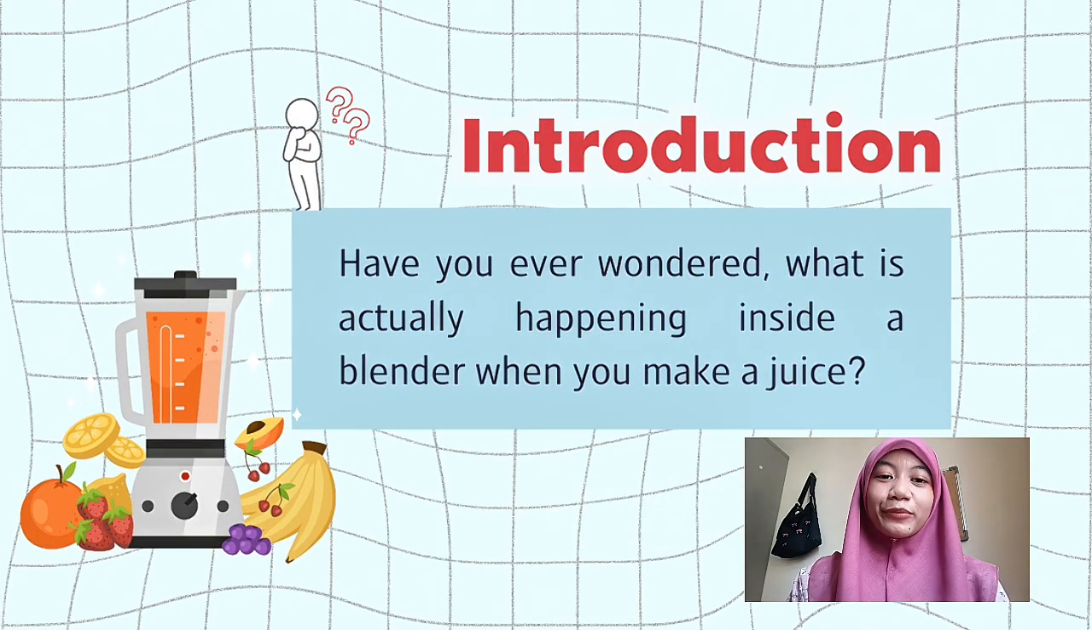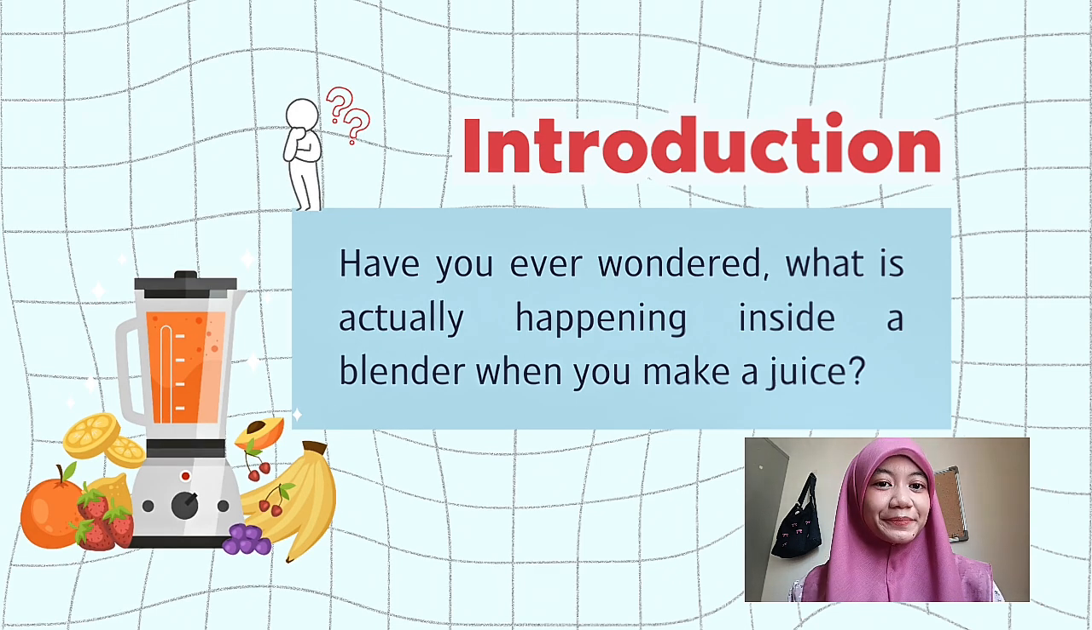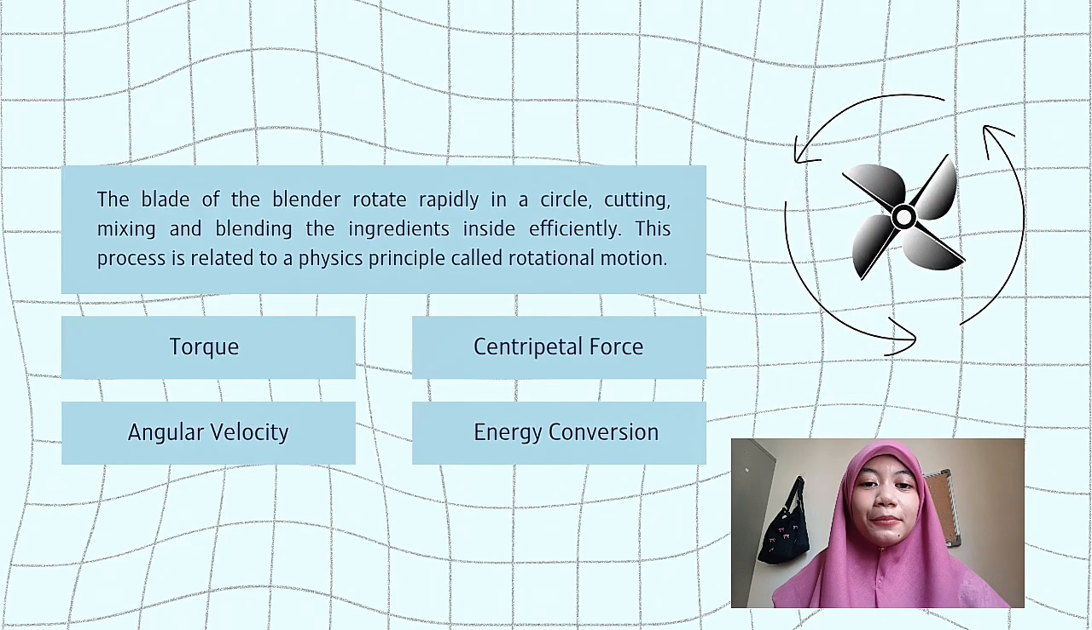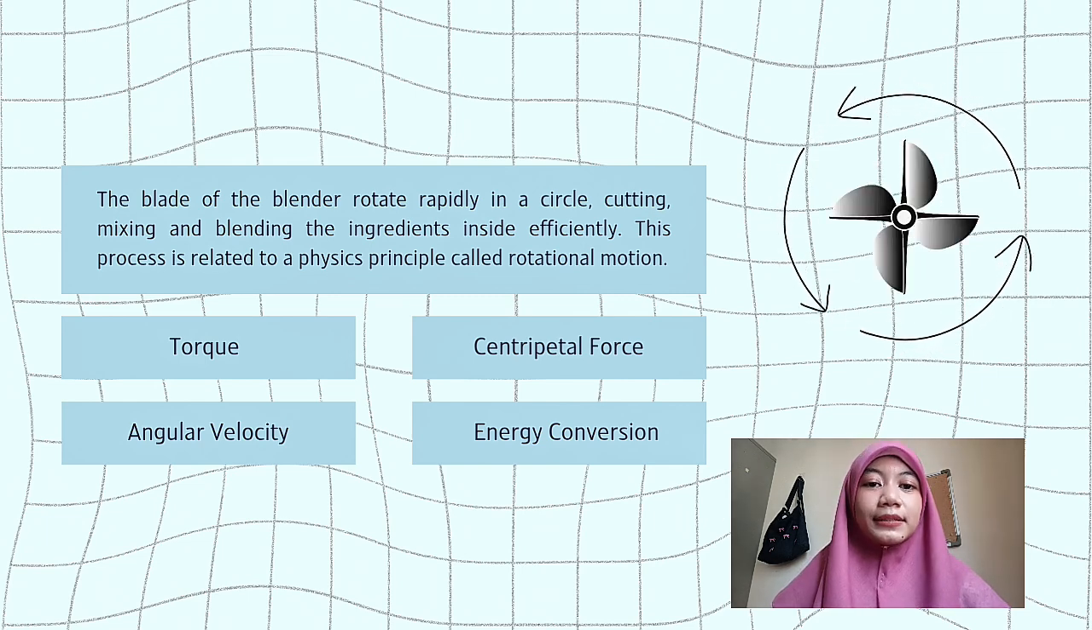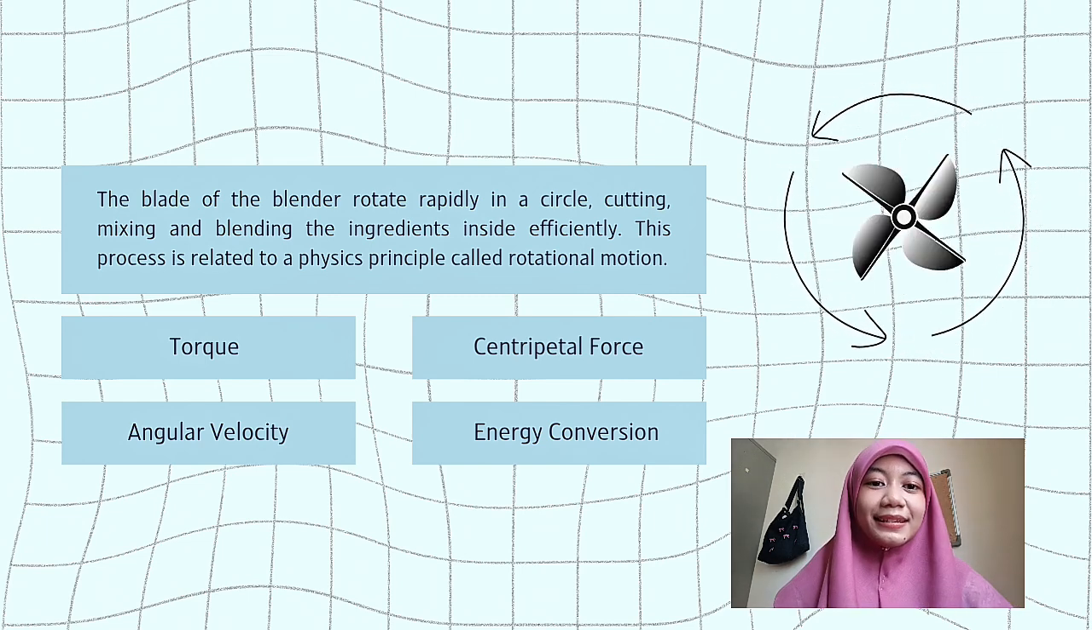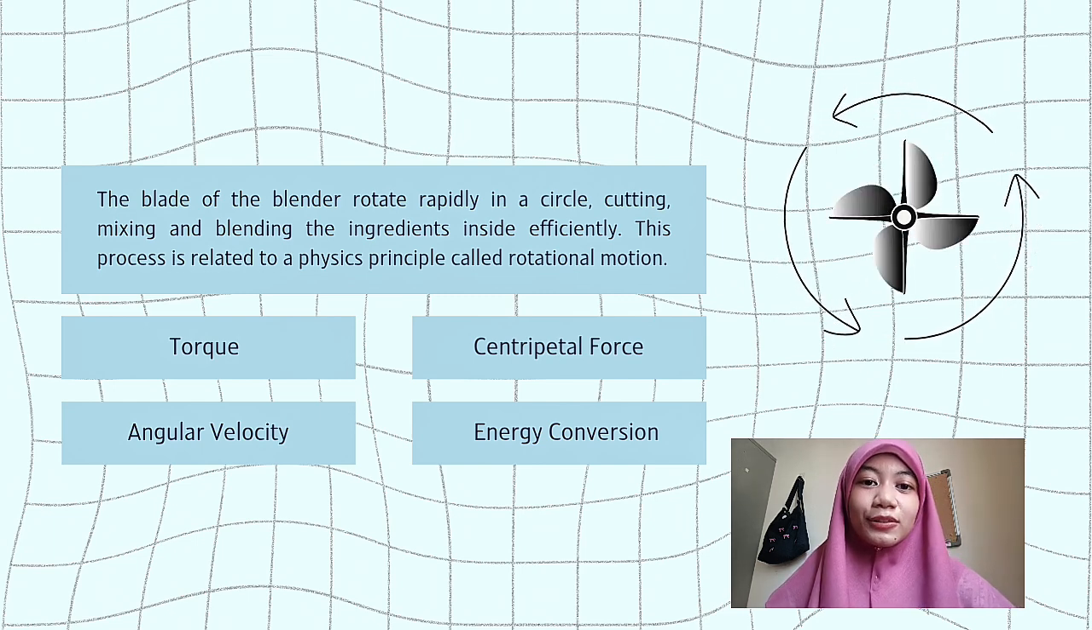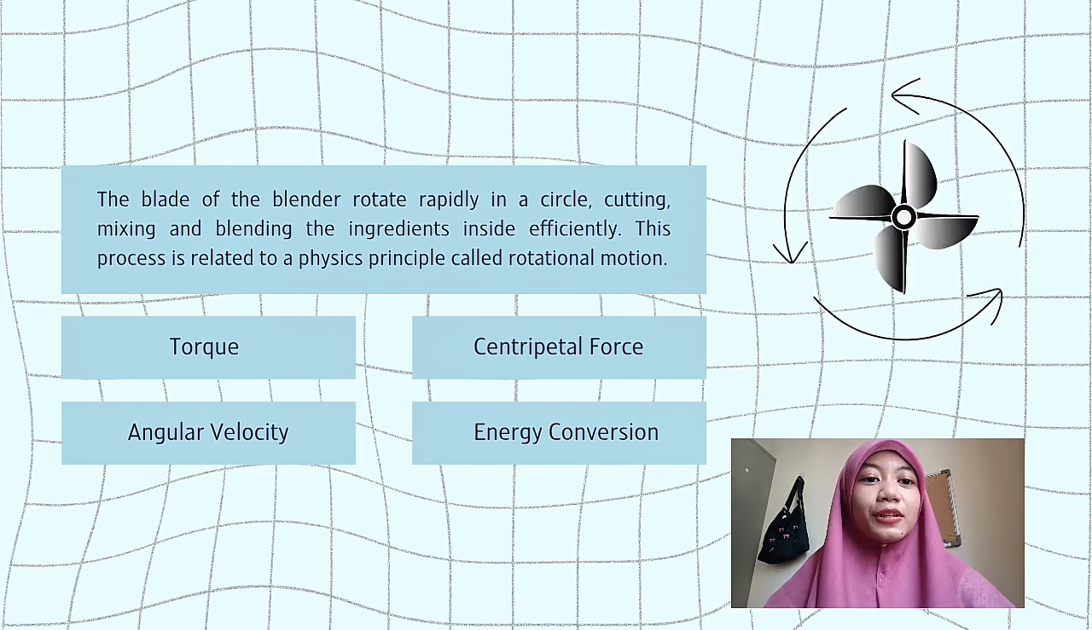Have you ever wondered what is actually happening inside a blender when you make a juice? To us, it may seem like a normal, everyday routine, but there is actually something far more complex happening inside the blender. As we know, the blade in the blender rotates rapidly in a circle, cutting, mixing, and blending the ingredients inside efficiently. This process is actually related to a physics principle called rotational motion.